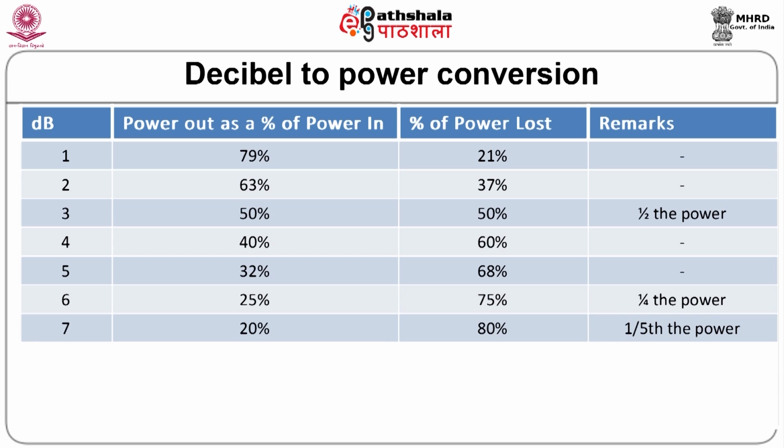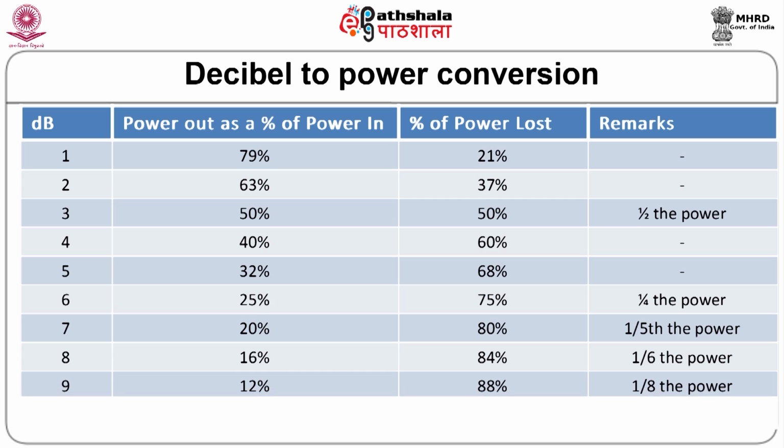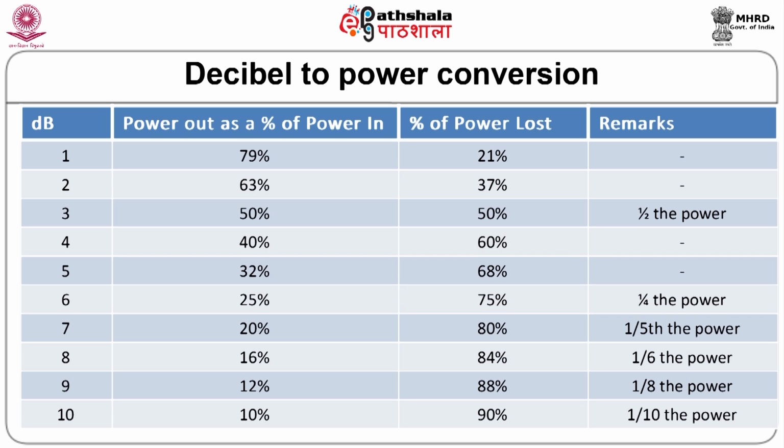dB7, 20% power out, 80% power lost, 1/5 the power. dB8, 16% power out, 84% power lost, 1/6 the power. dB9, 12% power out, 88% power lost, 1/8 the power. And dB10 means 10% power out and 90% power loss, so 1/10 the power.